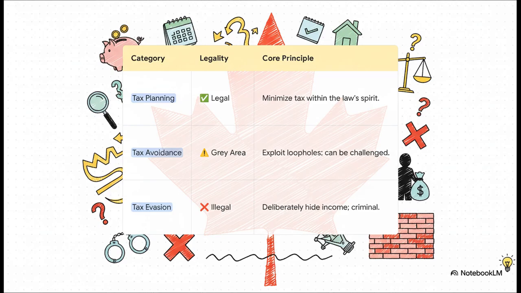Tax planning is completely legal. That's just arranging your finances smartly to minimize tax, like making an RRSP contribution. Tax evasion is the opposite end of the spectrum. It's illegal. It's hiding income, claiming fake expenses. It's a criminal offense. And then you have this murky gray area in the middle called tax avoidance, which might be technically legal but goes against the spirit of the law. And that's a risky place to be because the CRA can and will challenge it.